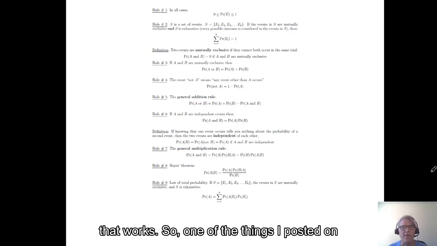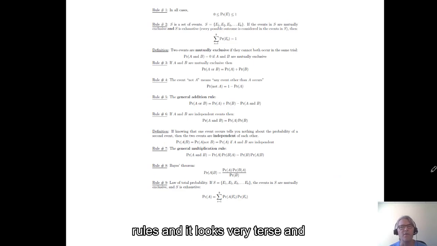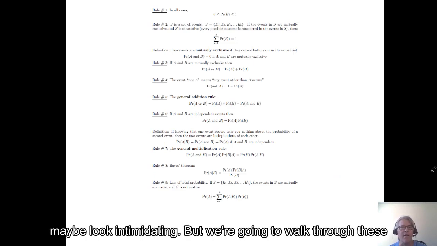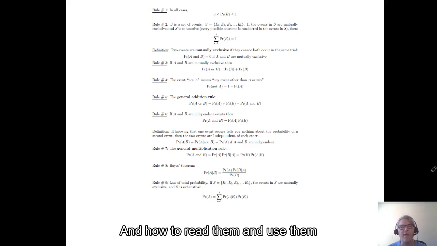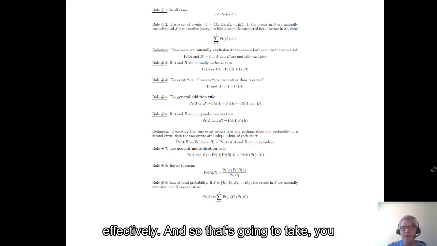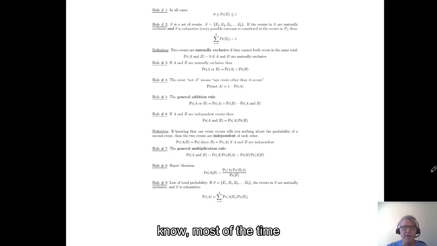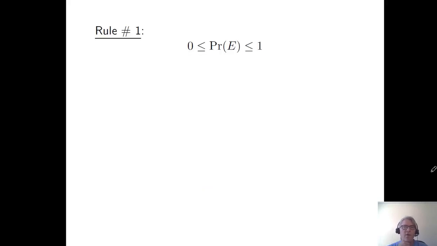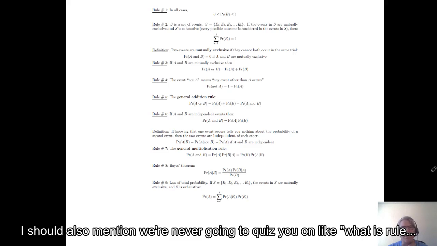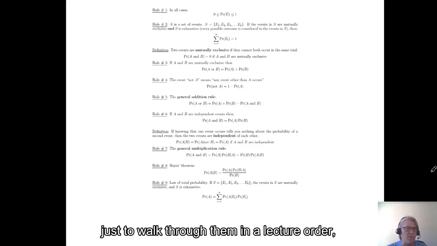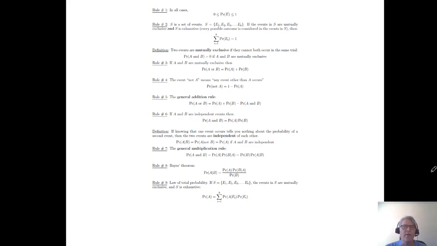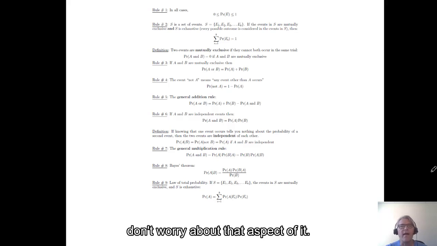So one of the things I posted on Blackboard is this list of probability rules, and it looks very terse and it may look intimidating, but we're going to walk through these in the next 3 slides. The important thing is understanding how to read them and use them effectively. And so that's going to take most of the time in this chapter. I should also mention we're never going to quiz you on what is Rule 5 or Rule 6. You don't have to memorize these. We just made up the numbering to walk through them in lecture order. The important thing is to understand how to use them, not this numbering system. So don't worry about that aspect of it.